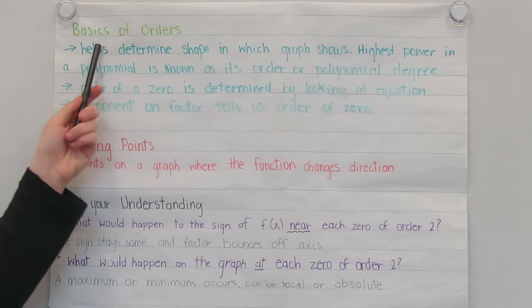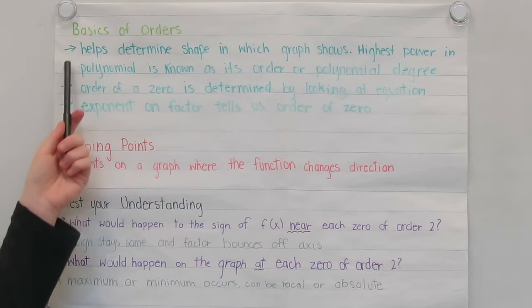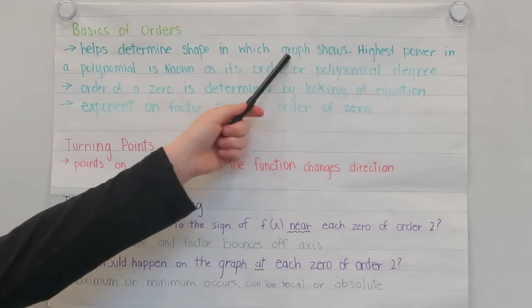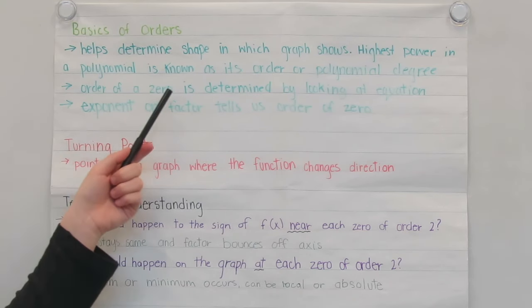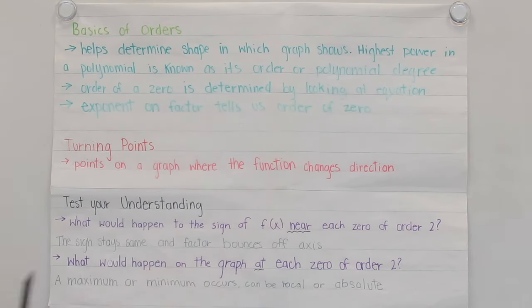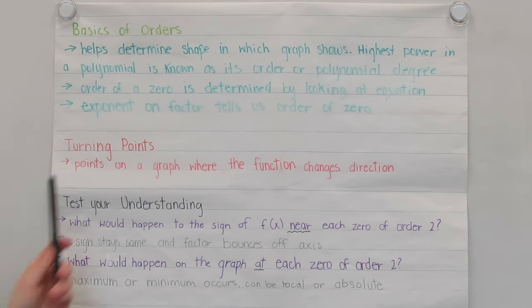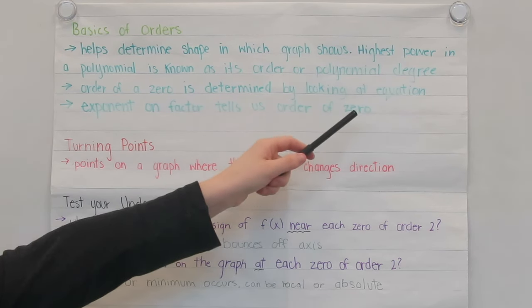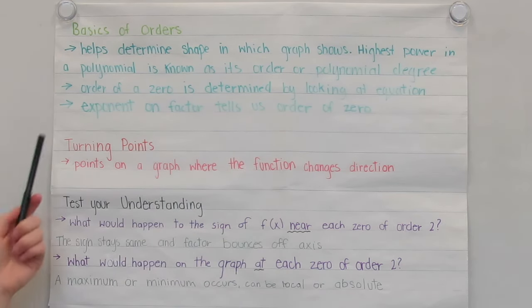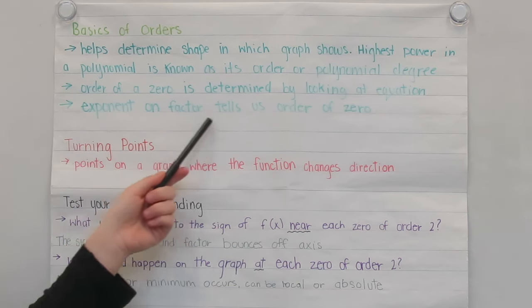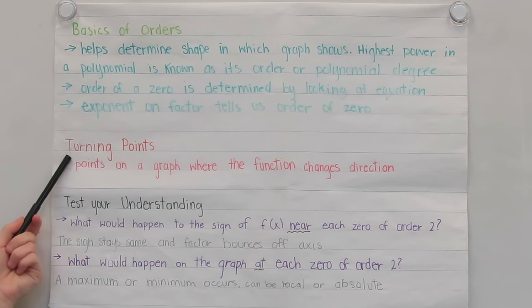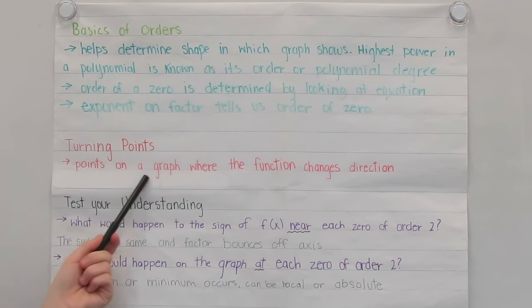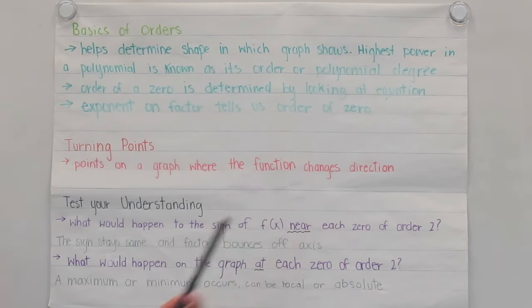Next, we're going to be talking about the basics of orders. So an order helps determine the shape in which the graph shows. The highest power in a polynomial function is known as its order or polynomial degree. The order of a zero is determined by looking at the equation after it is factored. An exponent on a factor tells us the order of the zero. The next thing that affects a graph are turning points. Turning points are points on a graph where the function changes direction.